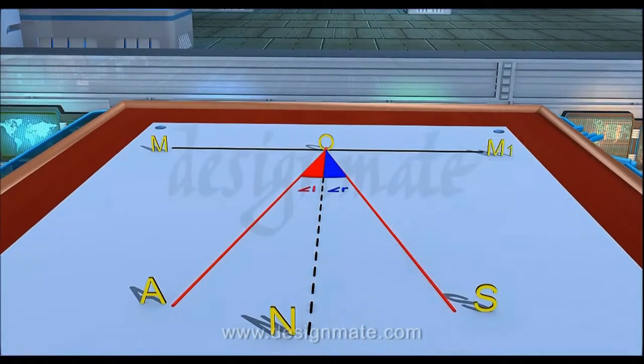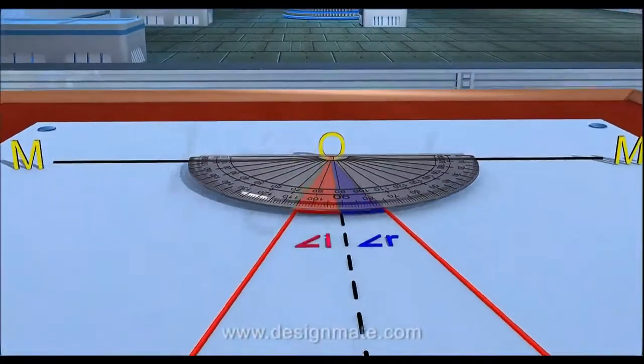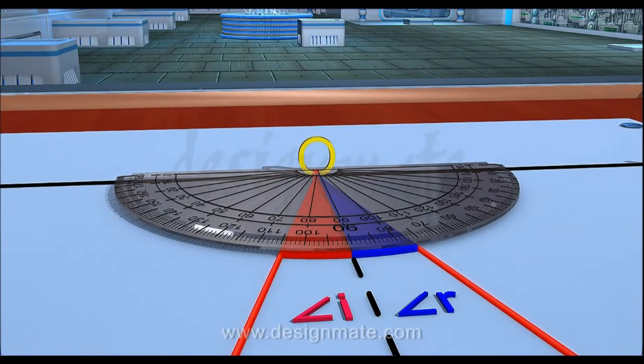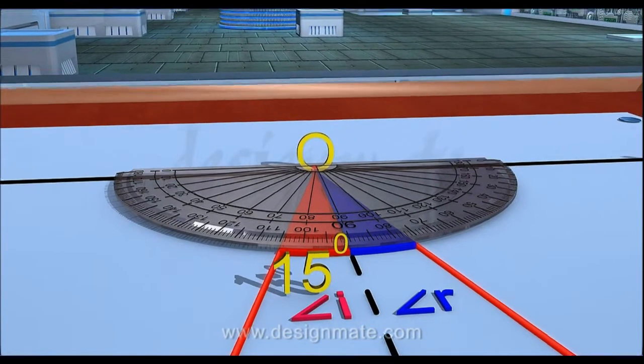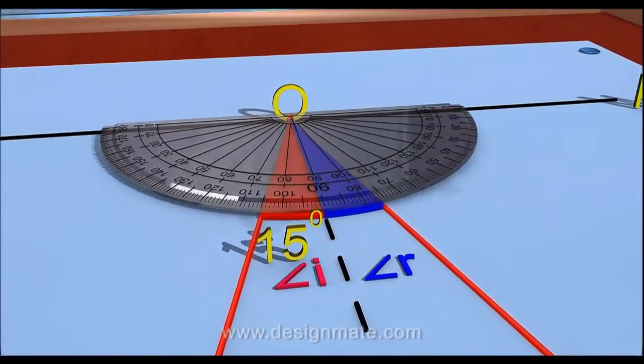With the help of a protractor, measure the angle of incidence, that is angle I, and the angle of reflection, that is angle R.